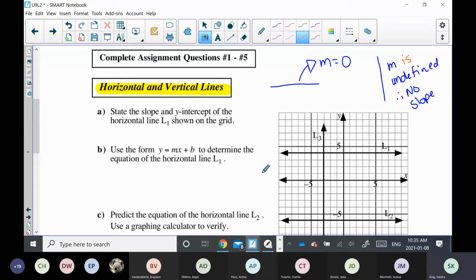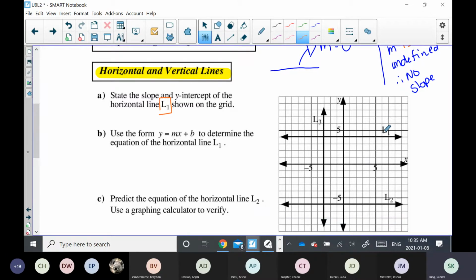Okay, so what A says is, state the slope and the y-intercept of the horizontal line 1. What we're going to do is look at the Cartesian plane and locate line 1, which is this horizontal line right here. The slope of line 1 we know is 0, and the y-intercept of this line would be right here, and the y-intercept is equal to 4.